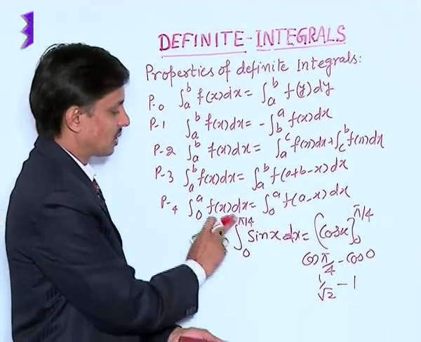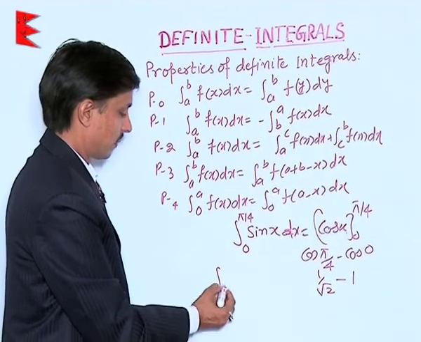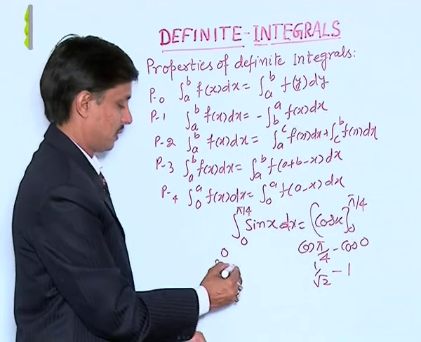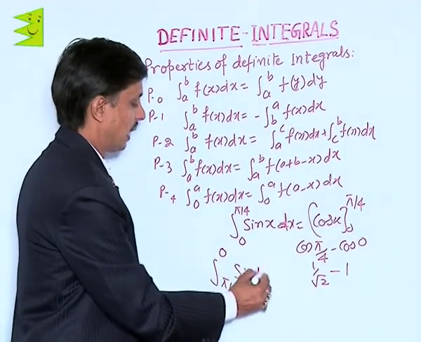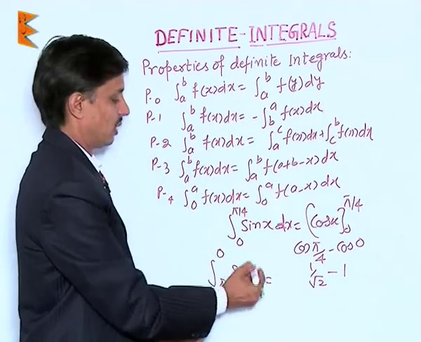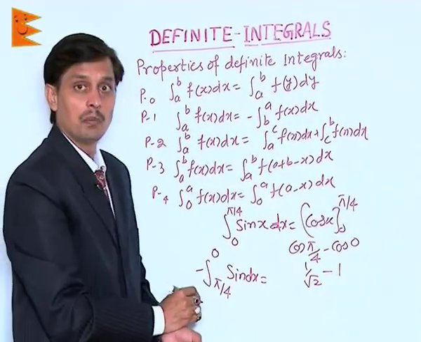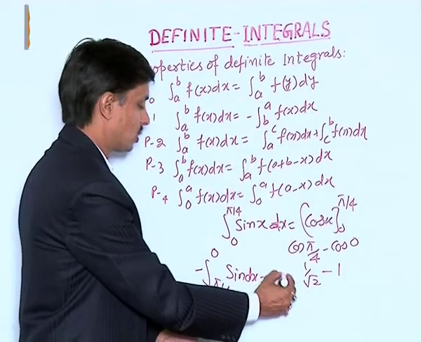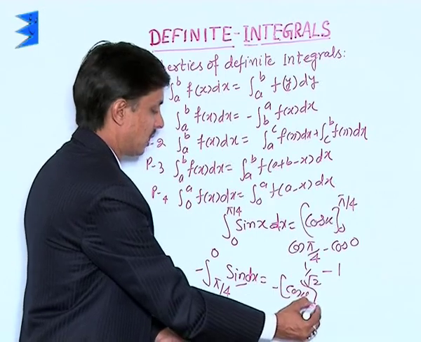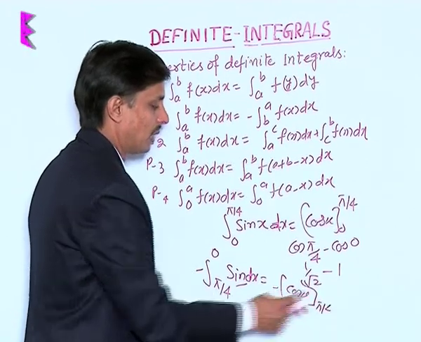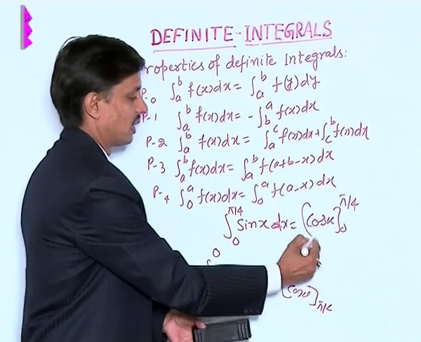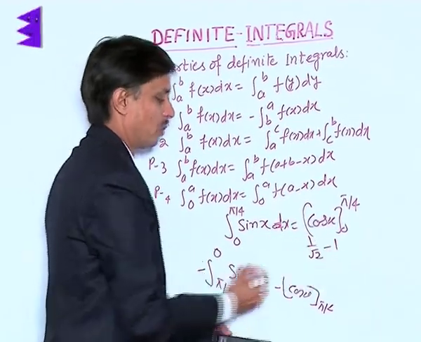If these limits are reversed like this, pi by 4 made the lower limit and 0 made the upper limit, then for the integral of sin x dx the answer must be with a negative sign. So minus of the integral of sin x, which is cos x, with limits from pi by 4 to 0. The answer we had taken earlier is 1 by root 2 minus 1.